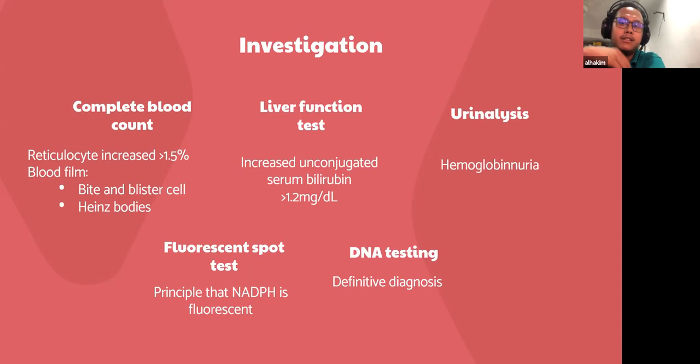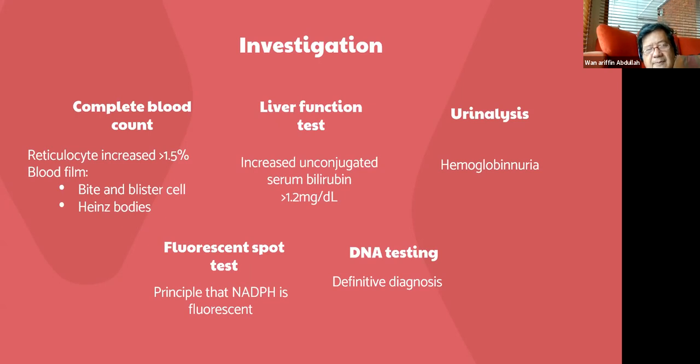This is because of the presence of reticulocytosis, and reticulocytes have sufficient G6PD. So during the state of oxidative stress, the fluorescent spot test will fluoresce due to the reticulocytosis. Do you understand that? The fluorescent spot test is the test done for screening of G6PD in newborns. It can be used for diagnosis as well, but not during acute hemolysis.